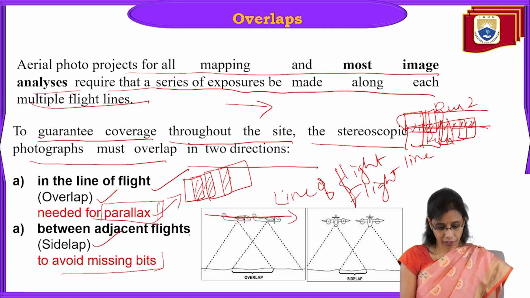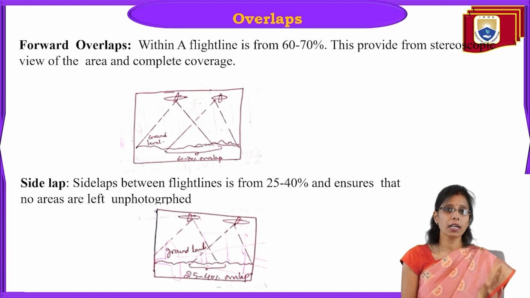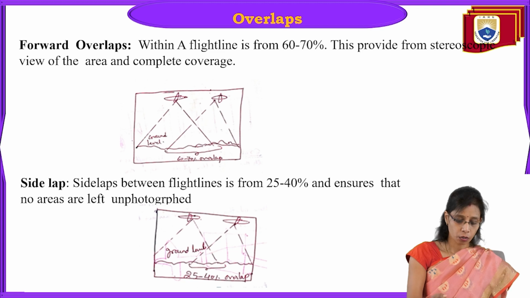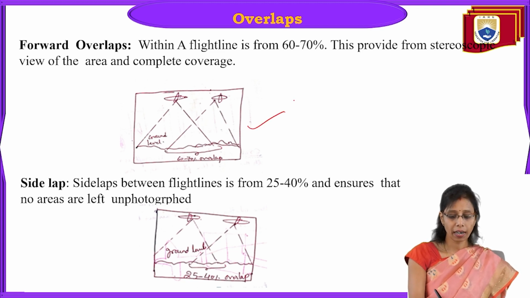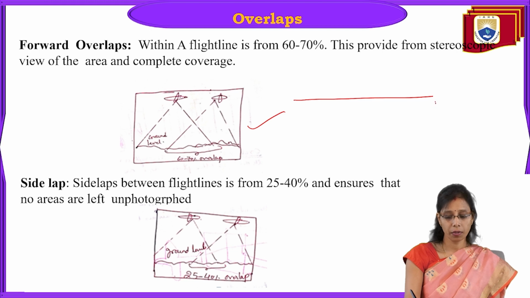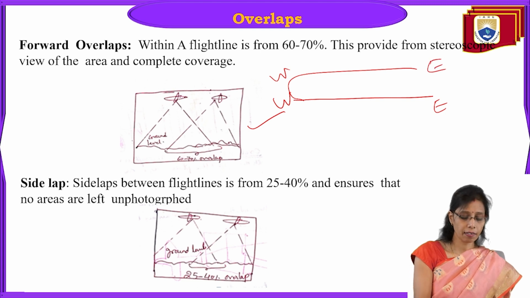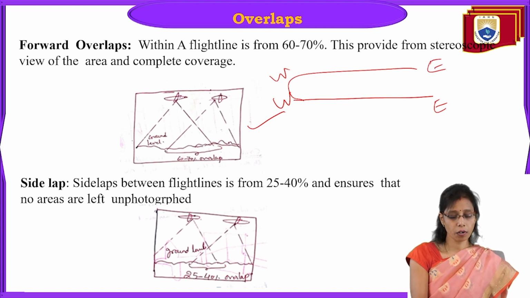Now, in the next slide you can understand more clearly what is forward overlap and what is side lap. Till now we were discussing these overlaps. What is forward overlap? Let us understand. In the previous slide also I told you, forward overlap is in the flight line direction, when it goes from east to west or from west to east. So this is the flight line direction.